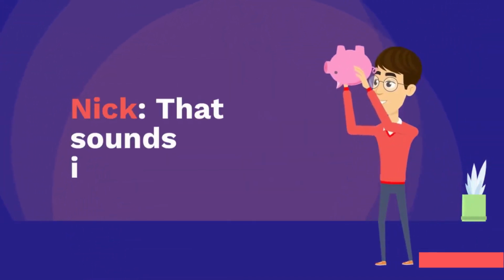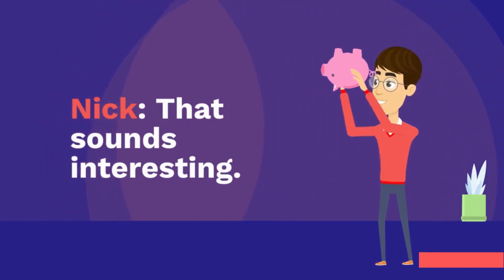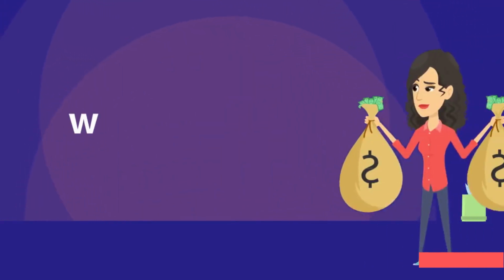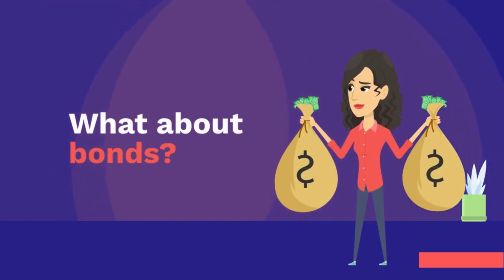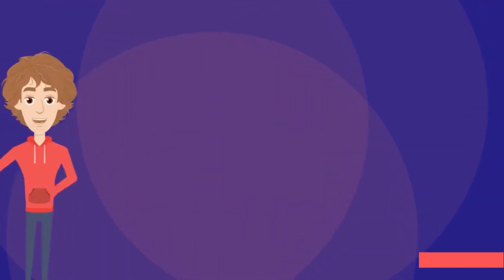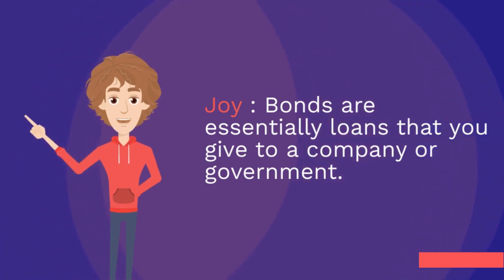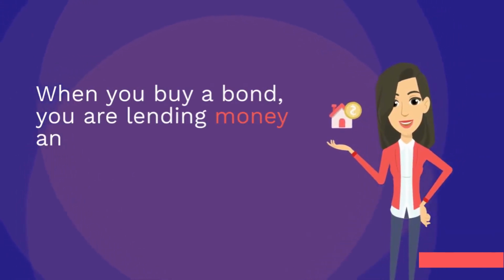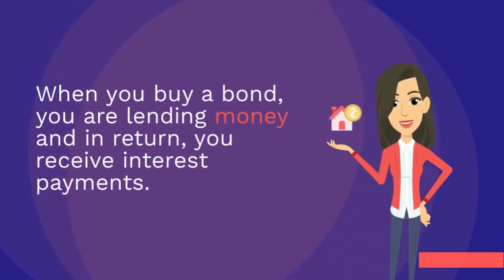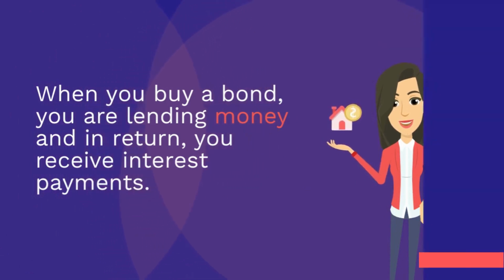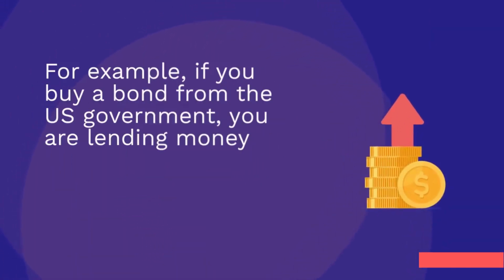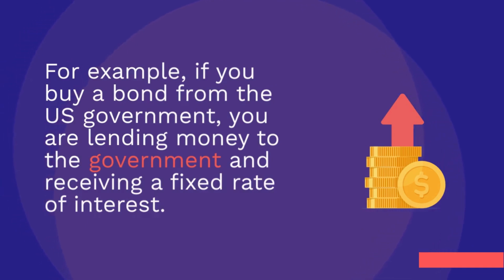Nick: That sounds interesting. What about bonds? Joy: Bonds are essentially loans that you give to a company or government. When you buy a bond, you are lending money and in return, you receive interest payments. For example, if you buy a bond from the U.S. government, you are lending money to the government and receiving a fixed rate of interest.